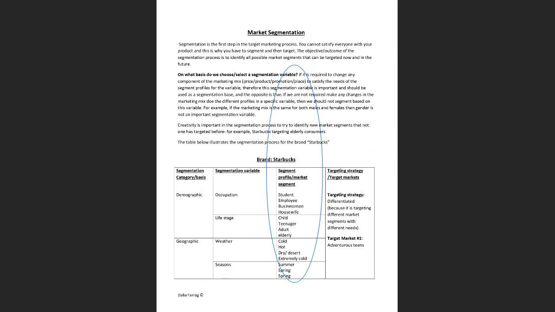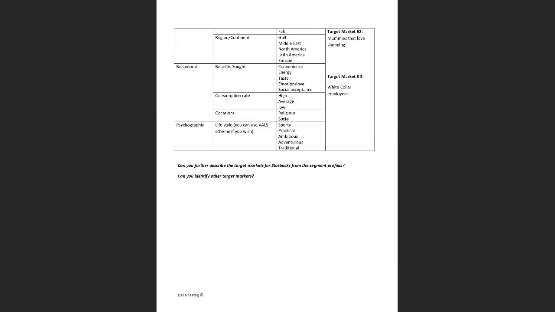They live in, for example, hot to dry weather. The seasons they are in high demand are, for example, summer and maybe spring and so on. You start describing them. The main benefits they go there for are social acceptance and emotional attachment to the brand, if you understand me. They reside mainly in the Gulf and Middle East, for example. You start describing them from this column, the segment profile.